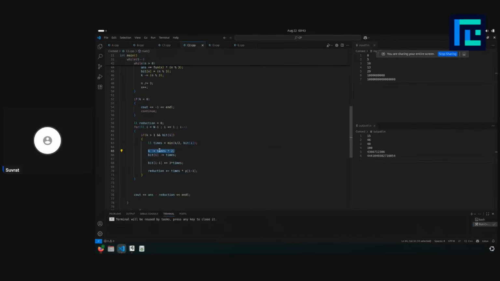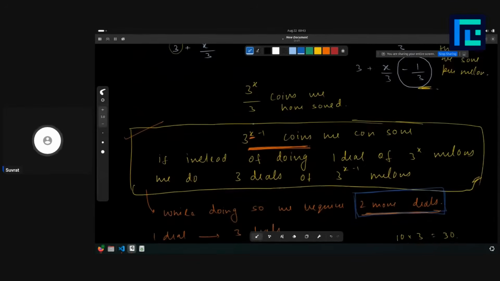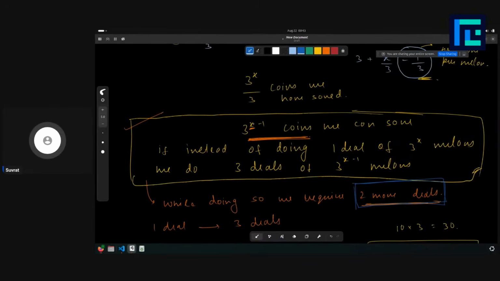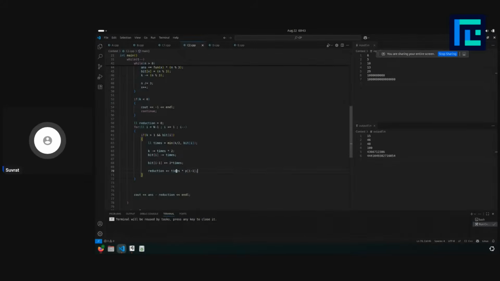Then what we can do is reduce k by times into 2, reduce bit I by times, and increase the next deal with 3 into times. This would reduce our cost by times into 3 to the power I minus 1, since we are saving 3 to the power I minus 1 coins in each reduction. So we are doing times number of reductions, and in each reduction we are saving 3 to the power I minus 1. So this much reduction we are doing.